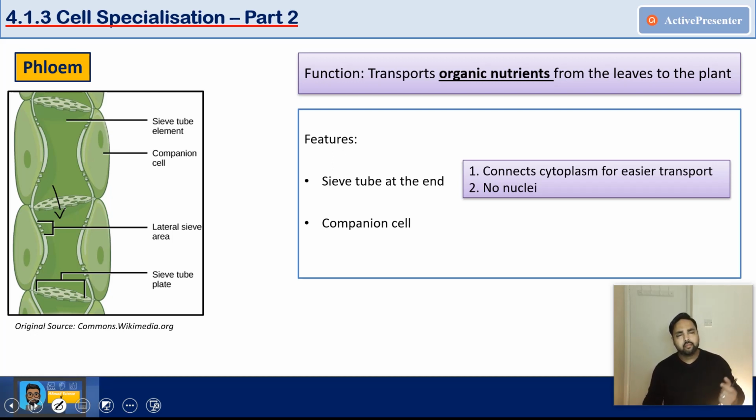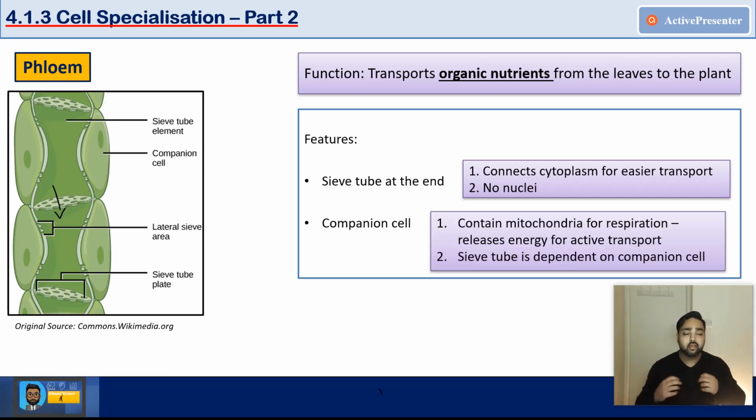Now, if they don't have a nucleus, I know what you're thinking. Oh my God, how do they repair? How do they replace cells that are not working? How do they do all those things that nuclei help cells to do? Well, they've got companion cells. So the sieve element is dependent on the companion cell.